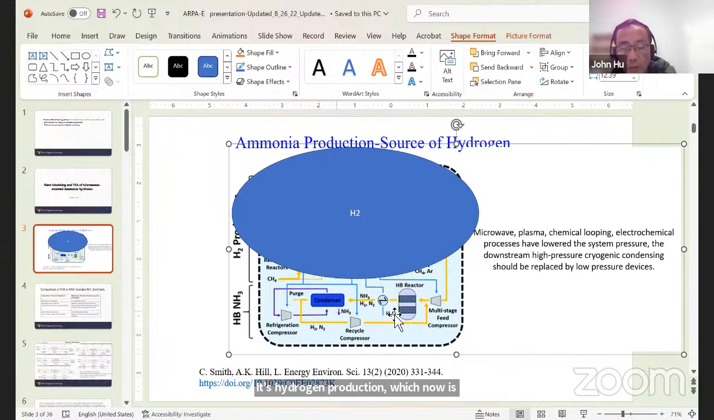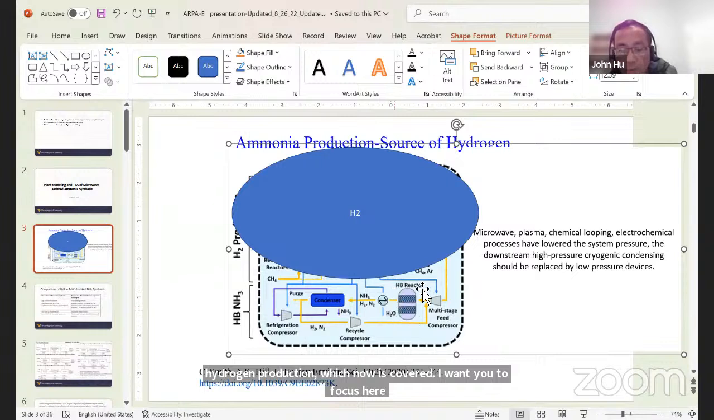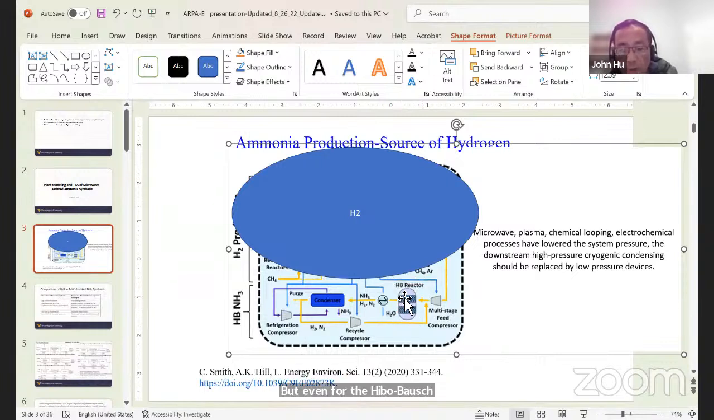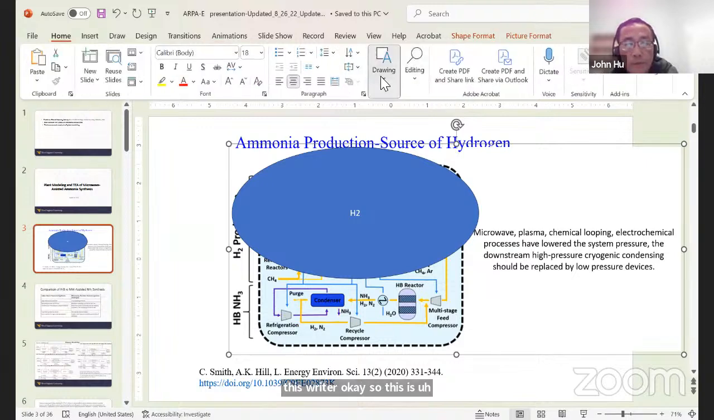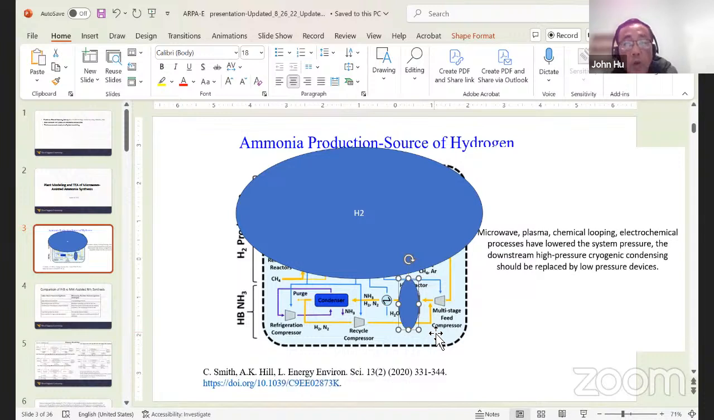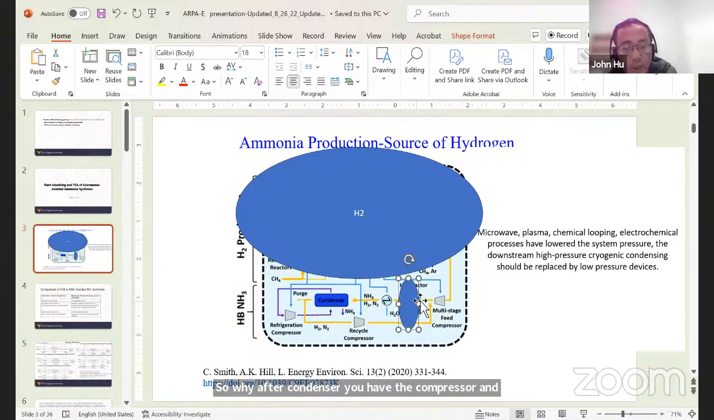But even for the Haber-Bosch plant, your Haber-Bosch reactor is just this little reactor. So this is your Haber-Bosch reactor. After the reactor, you have a condenser, compressor, and recycle. All these are high pressure. So why, after the condenser, do you have the compressor and recycle? I'm asking a quick question.